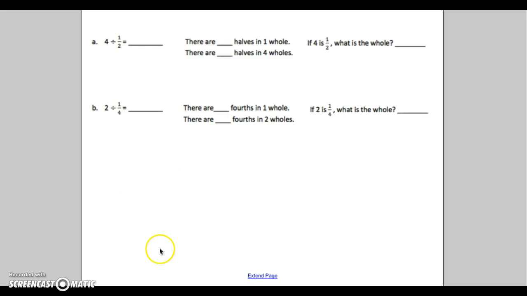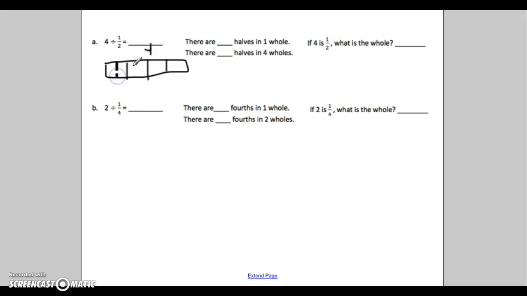The next part, and these are really 3 different problems, okay? So it's saying 4 divided into a half. So if we think about the work we've been doing, if I have 4 wholes. So my 4 wholes, and I split it into 4 equal parts. That's still not my answer. My answer then is going to be how many halves.